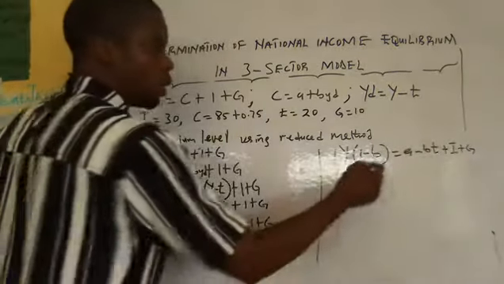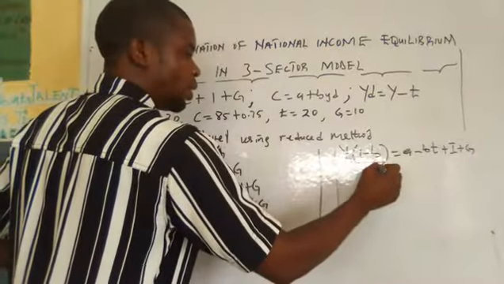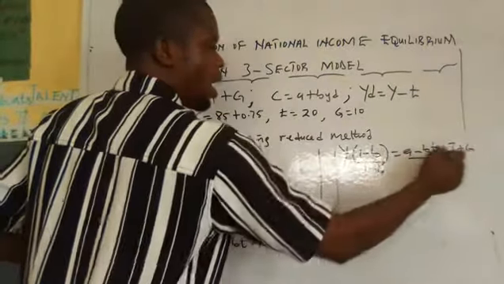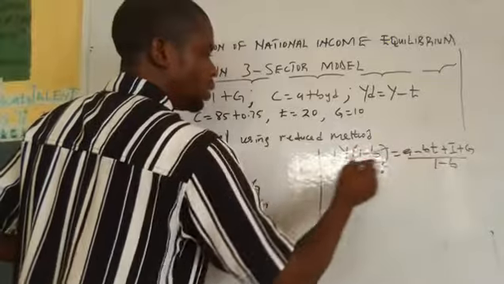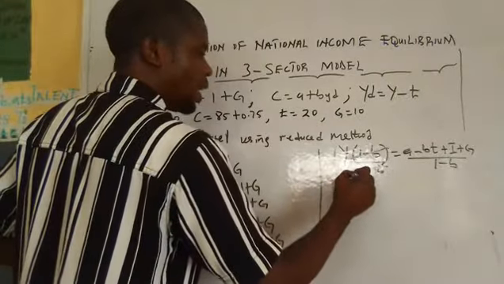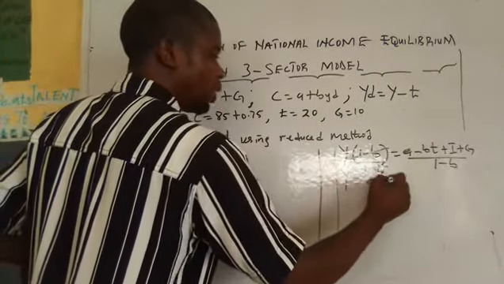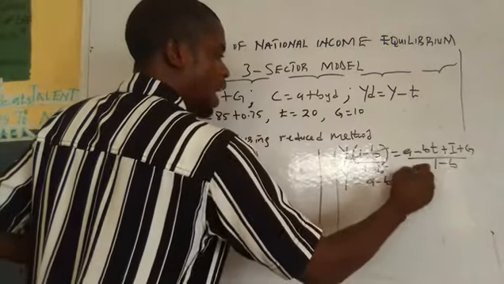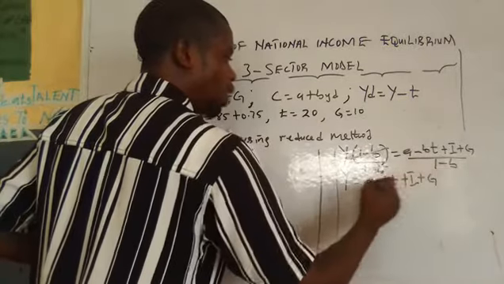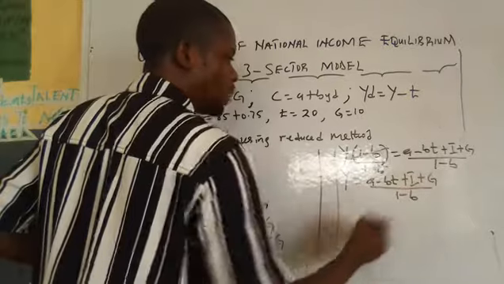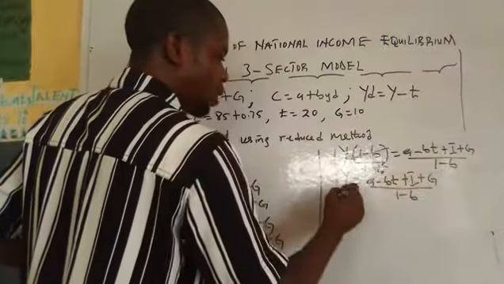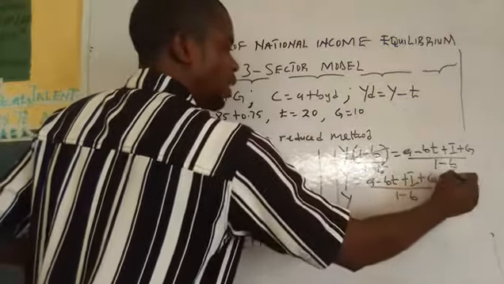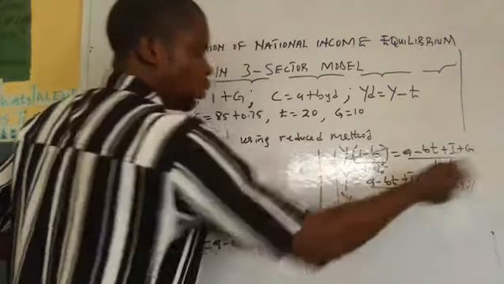So what do we do now? We divide both sides by 1 minus B, and the 1 minus B cancels out on the left. So Y equals A minus BT plus I plus G, over 1 minus B. This is our equilibrium level; we have derived it.